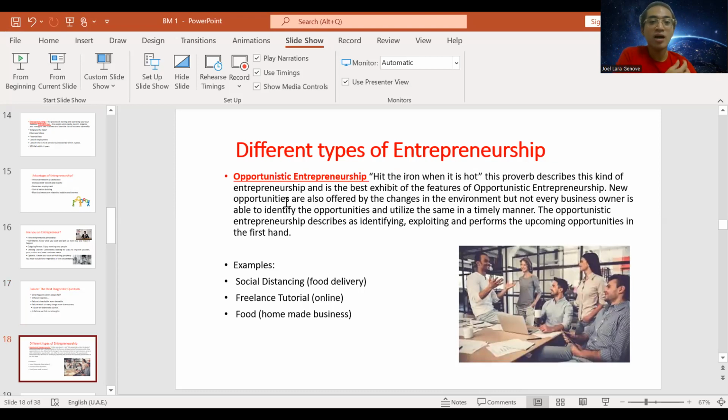Different types of entrepreneurship. Opportunistic entrepreneurship: strike while the iron is hot. The proverb describes this kind of entrepreneurship and best exhibits its features. New opportunities are also offered by changes in the environment, but not every business owner is able to identify the opportunities and utilize them in a timely manner. Opportunistic entrepreneurship is identifying, exploiting, and acting on upcoming opportunities firsthand. Examples: social distancing for delivery, freelance tutorials, online food, home business. Those are the opportunities that opened during the pandemic.